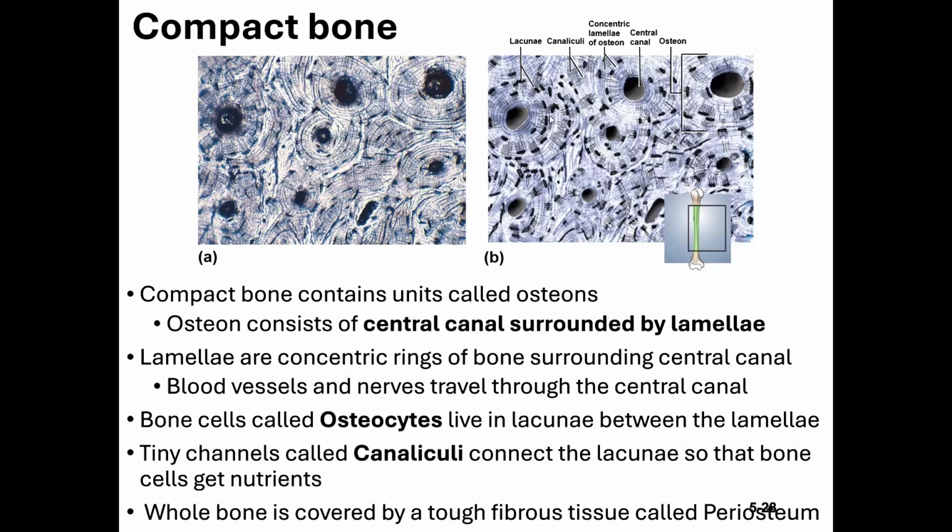Again, from here you can see tiny, fine little finger-like projections. So all these lacunae are interconnected. And these tiny channels are called canaliculi. So the canaliculi connect the lacunae, so the bone gets the nutrients.